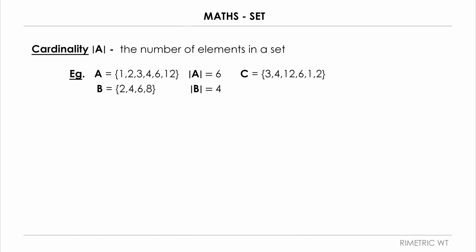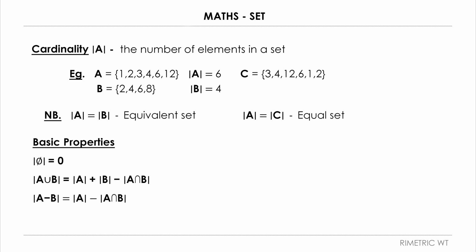When two sets have equal cardinality, then they are said to be equivalent, and when two sets have the same members, then they are said to be equal. Here are other common properties with set cardinality shown on the screen.